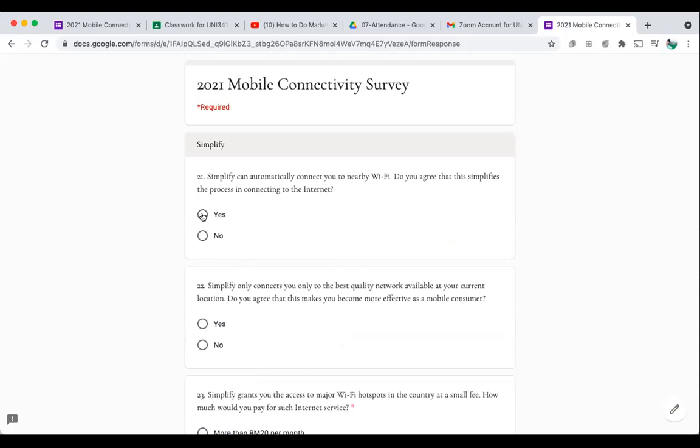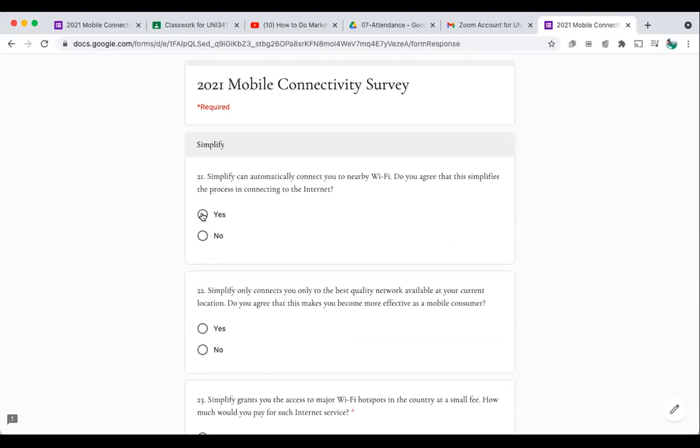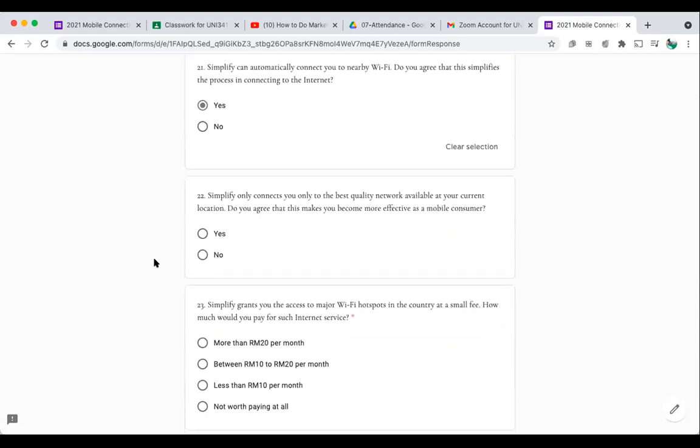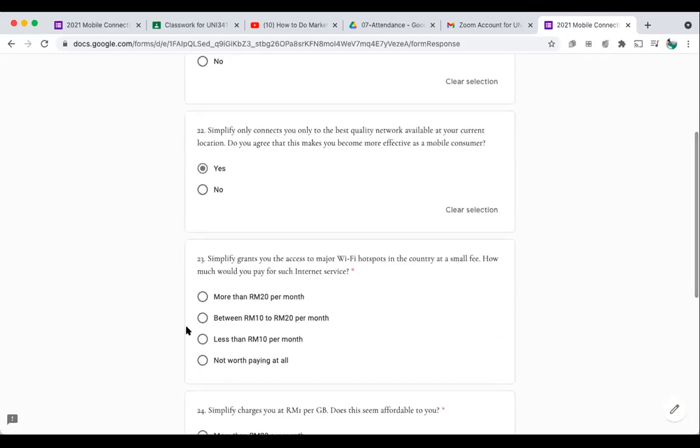You don't have to key in password. You don't have to look for Wi-Fi, and you just connect automatically. Simplify connects you only to the best Wi-Fi in your location. Simplify grants you access to major Wi-Fi hotspots in the world for a small fee.